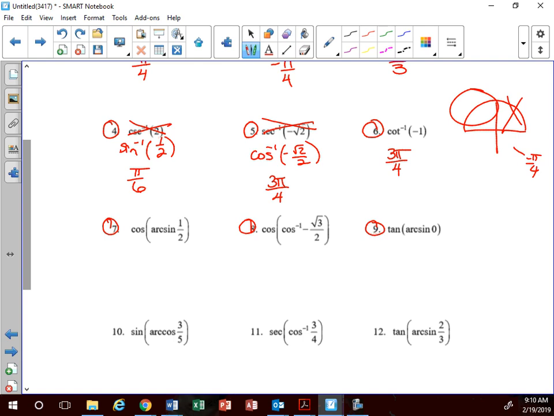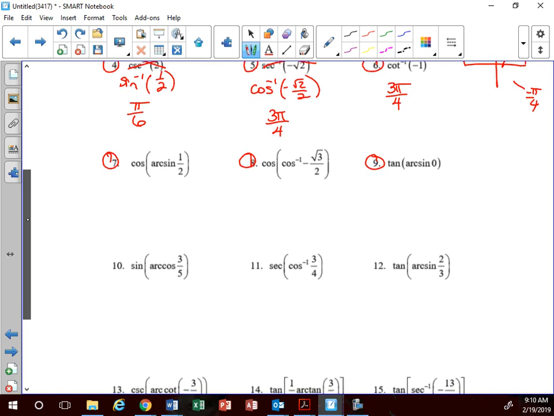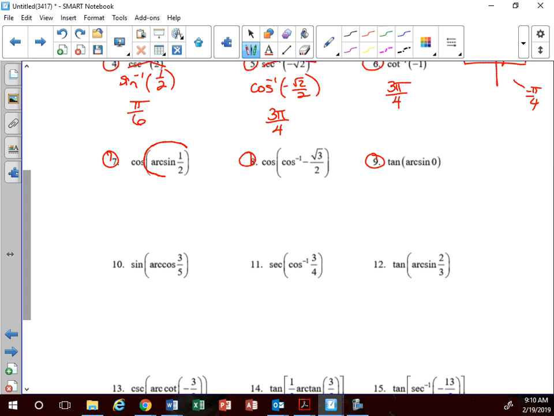All right, how'd you feel about 7, 8, and 9? Did you understand what I was asking you to do, or did they just look weird? Okay. They do look a little weird. We're going to start on the inside. So I'm going to leave the cosine out here. What is arcsine of 1/2? Good, pi over 6. Then, what is the cosine of pi over 6? Root 3 over 2 is your answer. Does that make sense?